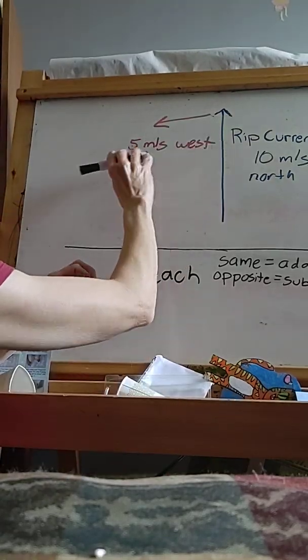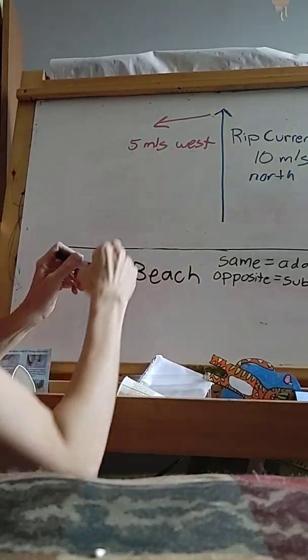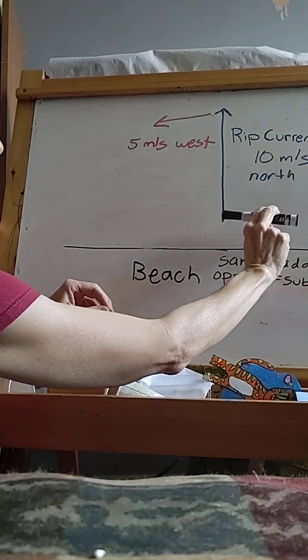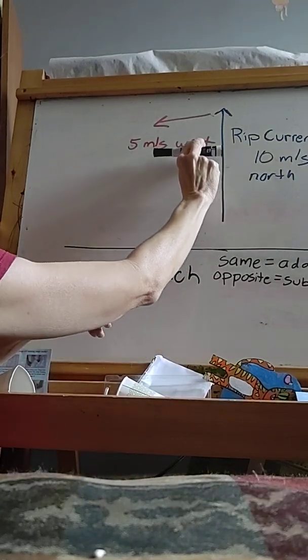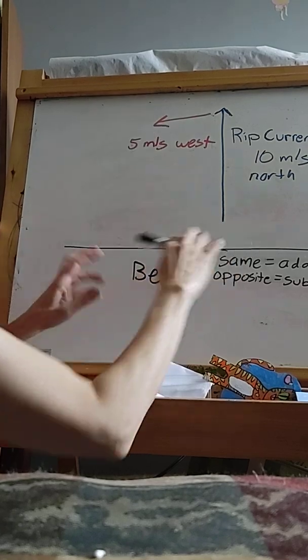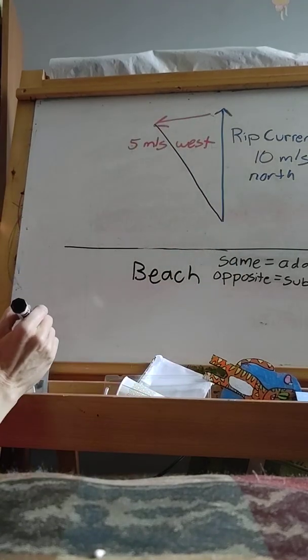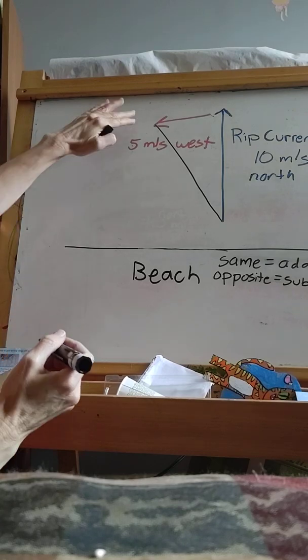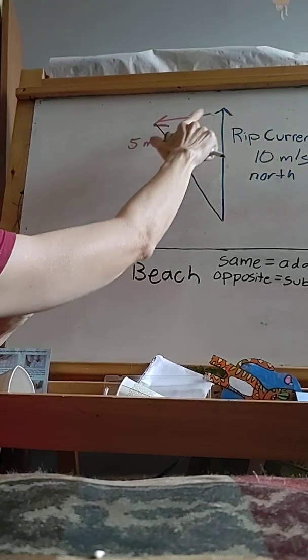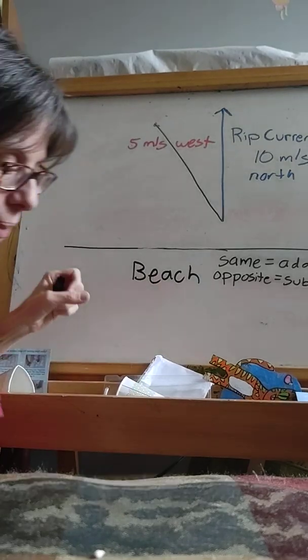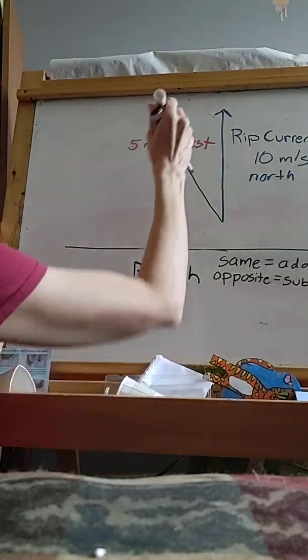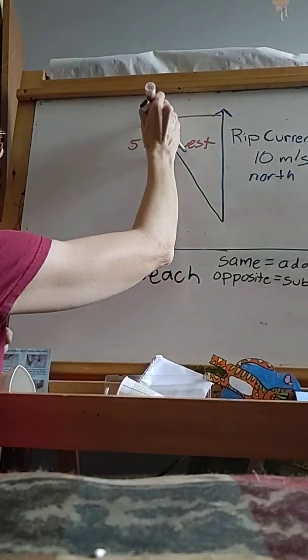You are swimming this way. The rip current is still pulling you out to the ocean. So you're going to swim, and the rip current's still going to pull you. So you're going to travel sort of like that. Well, if you look at this, this is a right triangle, or at least it's supposed to be. I didn't draw my arrow very straight, so let's pretend that I drew that arrow straight.